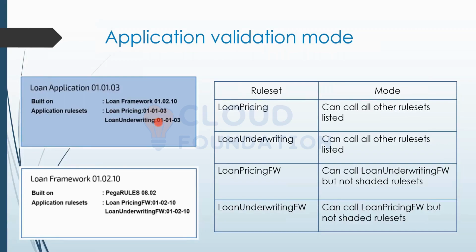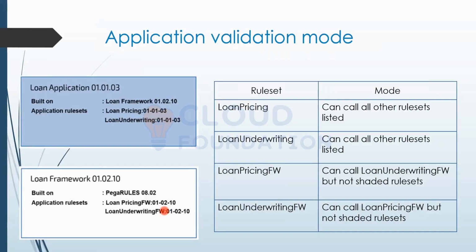No, because for one thing, they are not part of the same application. But still, if we try to check, they are above your stack. They are not below. You cannot access rules from pricing or underwriting, but you can access from loan underwriting FW, again, because same application. Then what about loan underwriting FW? What all can it access? It can access loan pricing FW, but it cannot access the loan application.